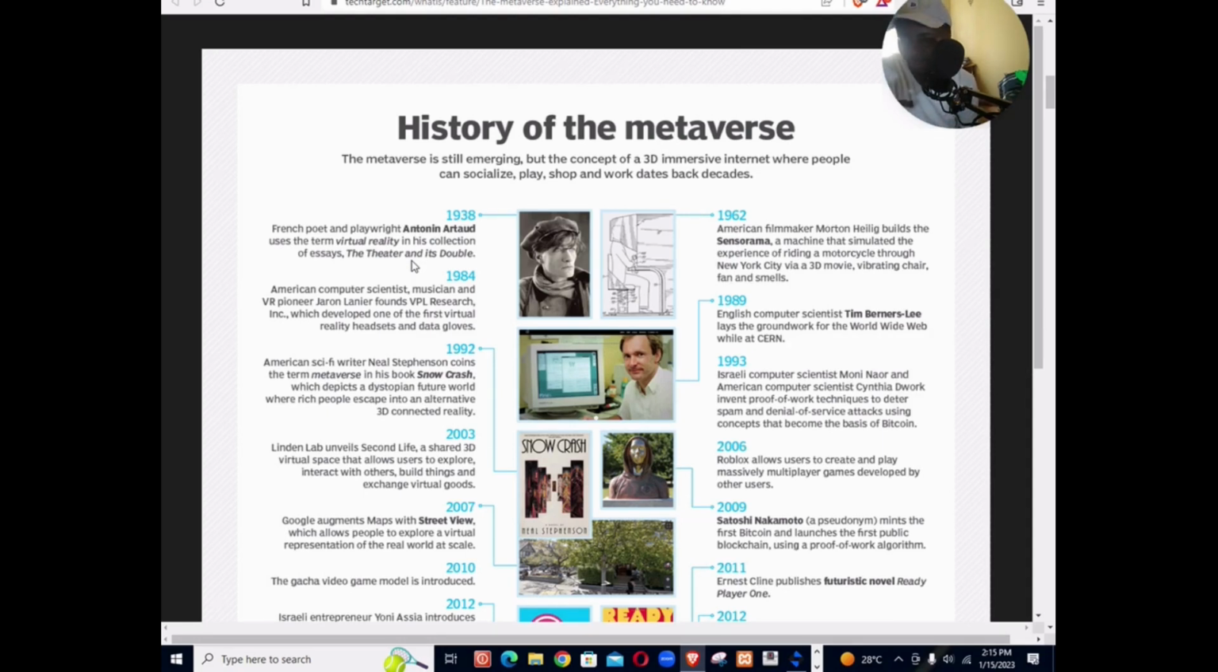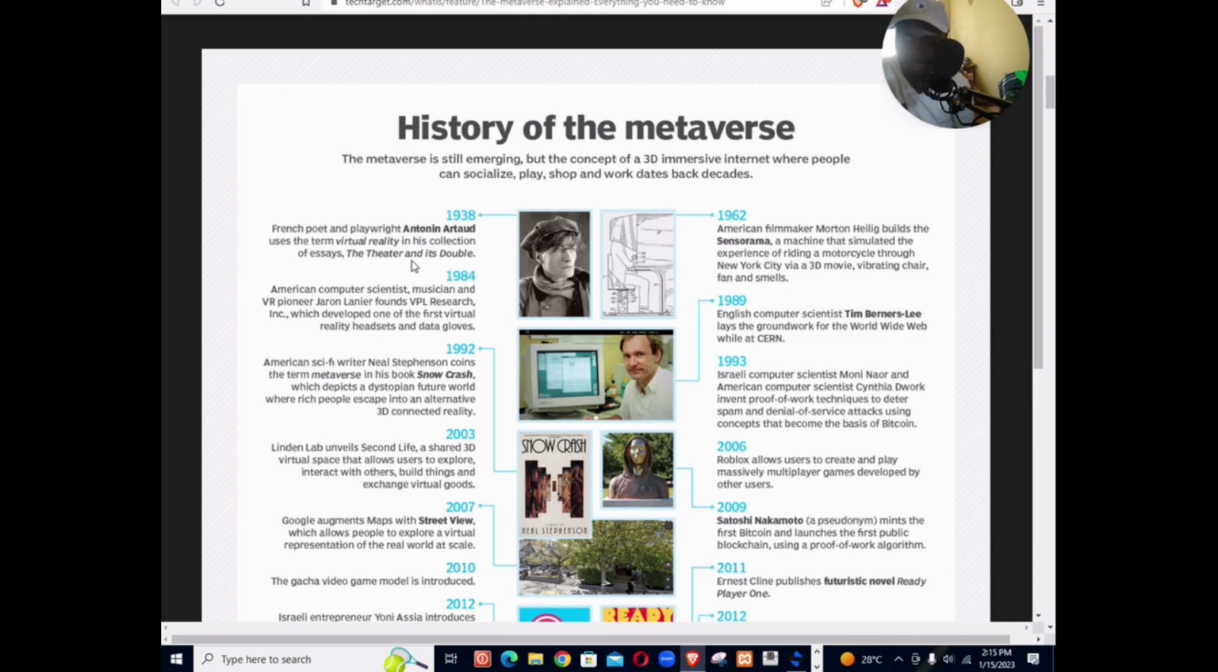Now, in 1984, American computer scientist, musician, and VR pioneer Jaron Lanier founded VPL Research, which developed one of the first virtual reality headsets and gloves. So virtual reality is not something that began yesterday, but as you can see, it began way back in time, and over time things have been changing.